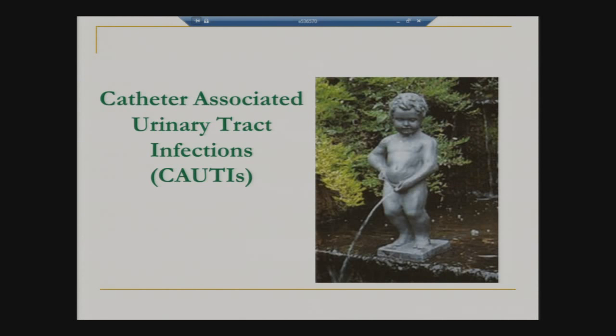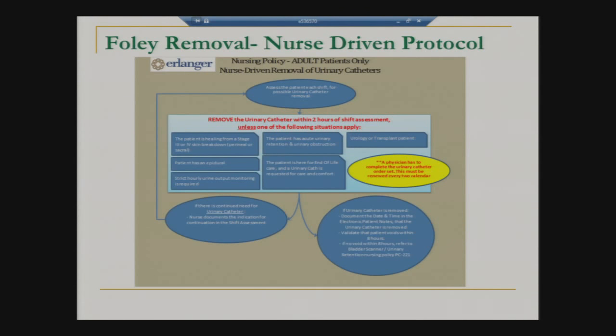Catheter-associated urinary tract infections, CAUTIs. There is a nurse-driven protocol for Foley removal. Nursing policy states adult patients only, nurse-driven removal of urinary catheters. Assess the patient each shift for possible urinary catheter removal. Remove the urinary catheter within 2 hours of a shift assessment unless one of the following situations applies.